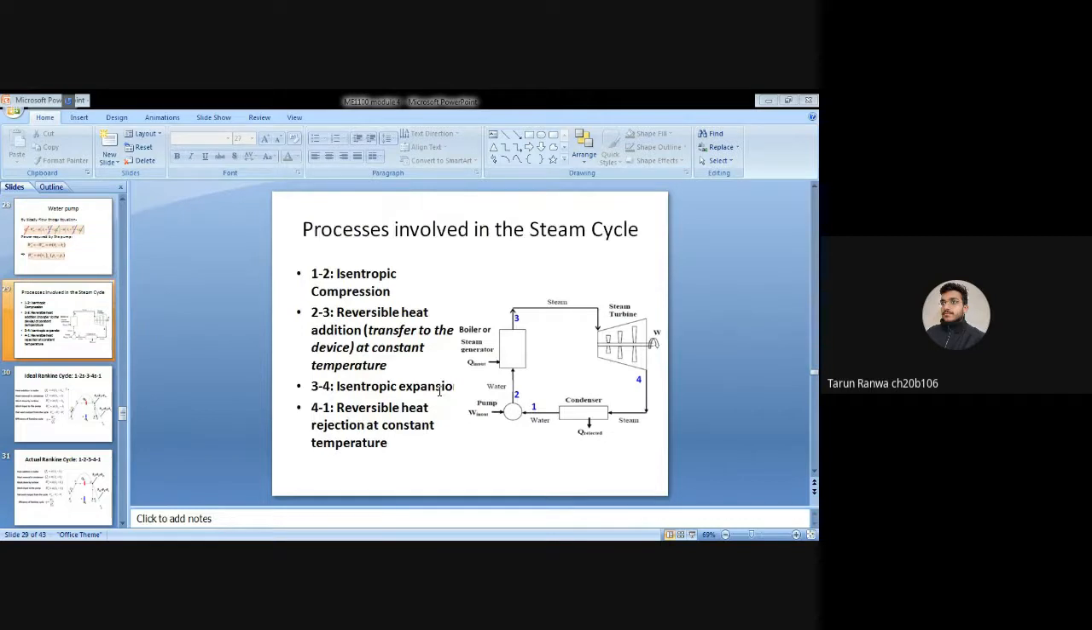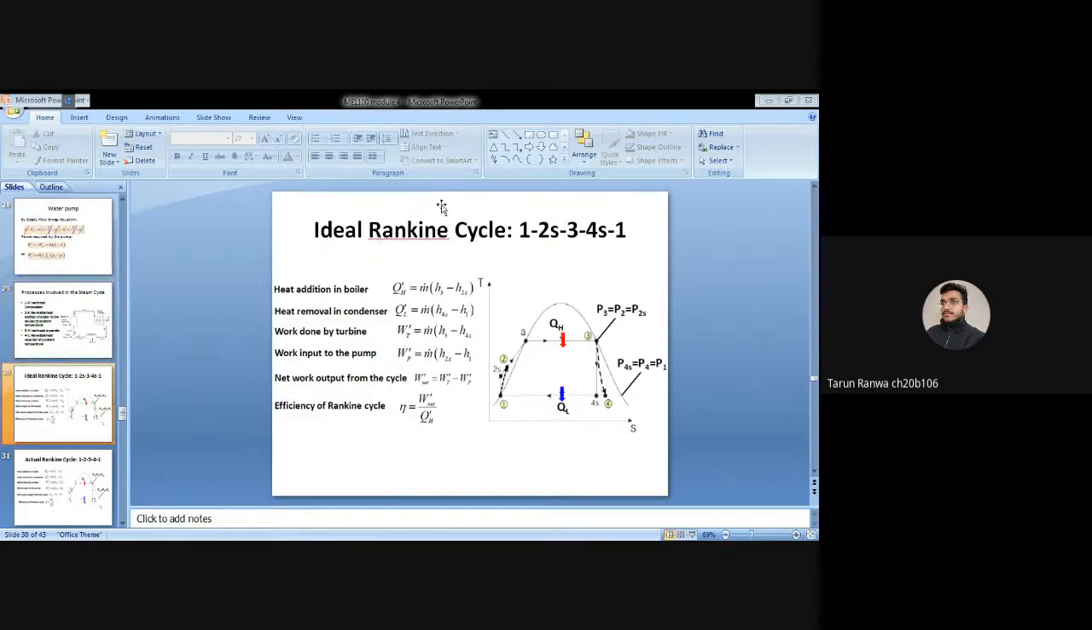Now the next process involved in the steam cycle. This is the arrangement of the steam cycle. In the path 1 to 2, there is isentropic compression. 2 to 3 is reversible heat addition to the device, 3 to 4 is isentropic expansion, and 4 to 1 is reversible heat rejection at constant temperature. Now, the ideal Rankine cycle.